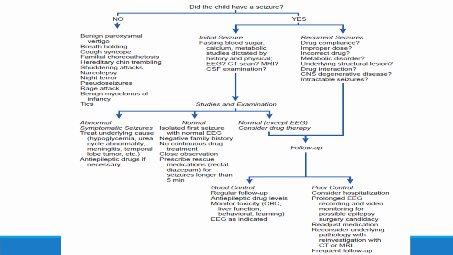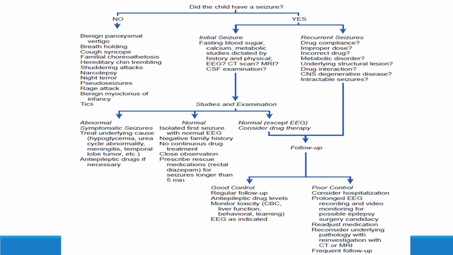Examples of epilepsy mimics: benign paroxysmal vertigo, breath holding spells, cough syncope, familial choreoathetosis, hereditary chin trembling, shuddering attacks, night terror, pseudo seizures, rage attack, benign myoclonus of infancy, and tics. All these conditions and others could be mistaken for seizures, and you have to make sure before approaching and labeling your patient as having a seizure that it is not one of the epilepsy mimics.